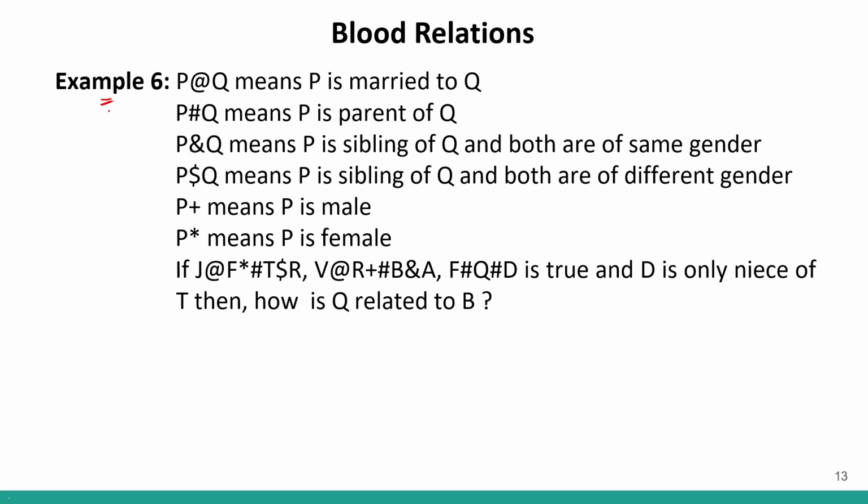Question number 6. Example number 6. So this much information is given to us. A lot of information is given to us. We have to find out how is Q related to B. So again, coded inequality is given to us. Let us find out the answer.